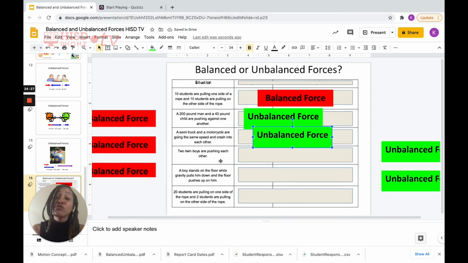The next one, 2 twin boys are pushing each other. Will the 2 twin boys exert the same amount of force on each other? Yes or no? Yes, most likely they would exert the same amount of force, because they are twins, which we could assume that they probably weigh the same amount. So if the boys are exerting the same amount of force on each other, are the boys experiencing balanced forces or unbalanced forces?